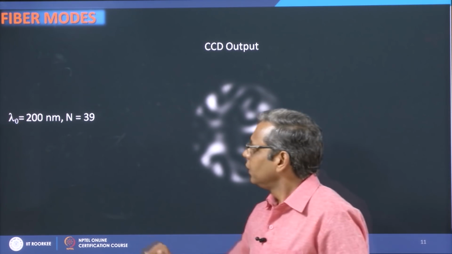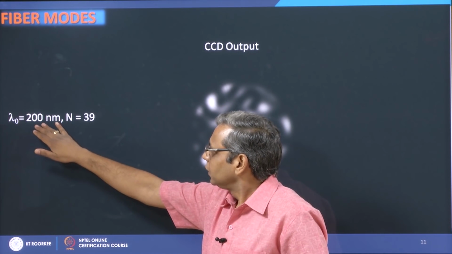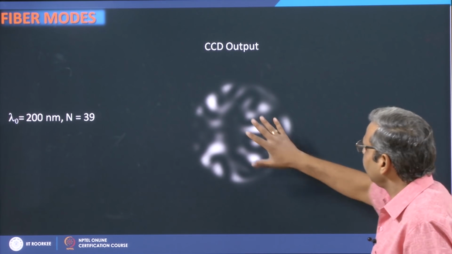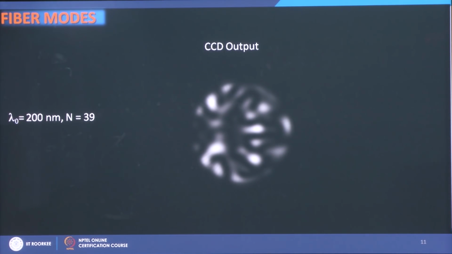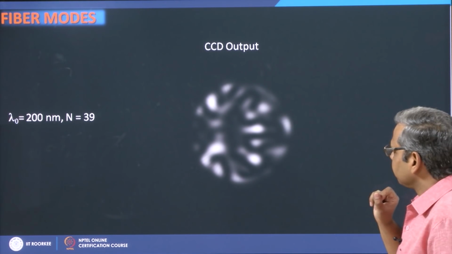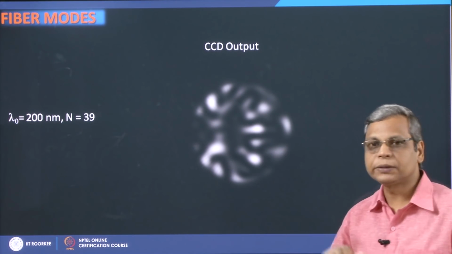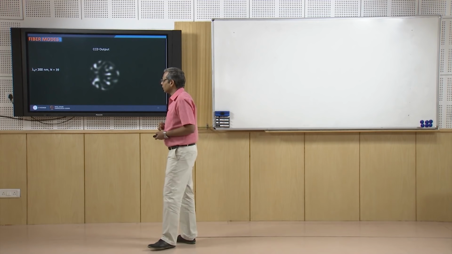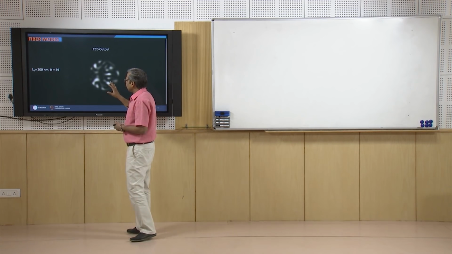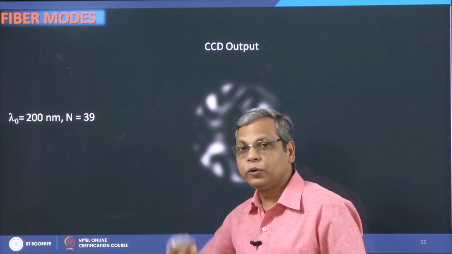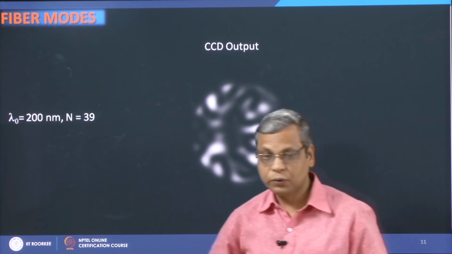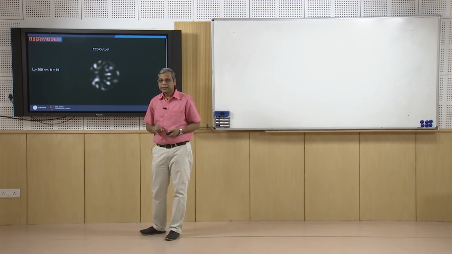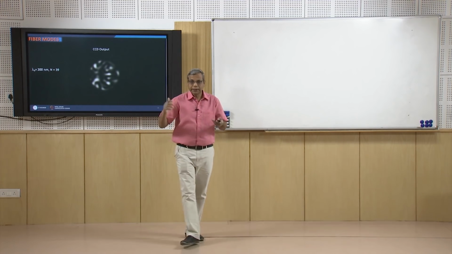When I launch light of wavelength 200 nanometer, then this is the kind of pattern I see. I see a speckle pattern. This is nothing but the interference between all the possible modes of the fiber, and my calculations tell me that this fiber supports 39 modes at 200 nanometer wavelength. So this is the interference of 39 intensity patterns or field patterns.